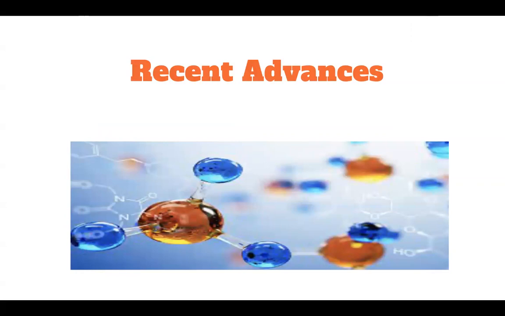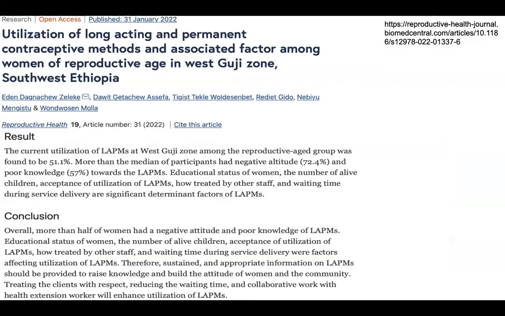Now it's time for recent advances. First, utilization of long-acting and permanent contraceptive methods and associated factors among women of reproductive age in West Guji zone, Southwest Ethiopia. Results include the current utilization of long-acting permanent methods at West Guji zone among the reproductive age group was found to be 51%. More than the median of participants had a negative attitude, 72.4%, and poor knowledge, 57%, towards the long-acting permanent methods.